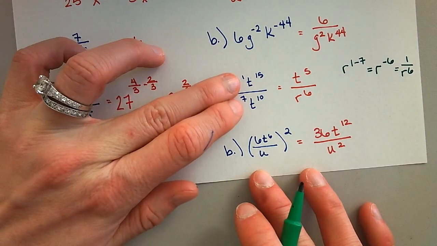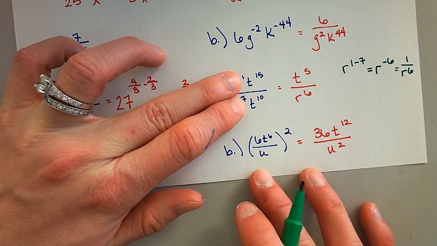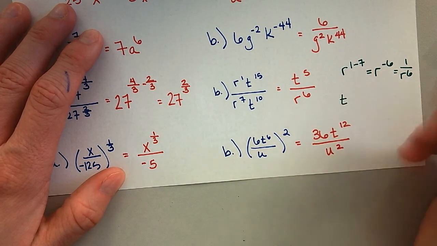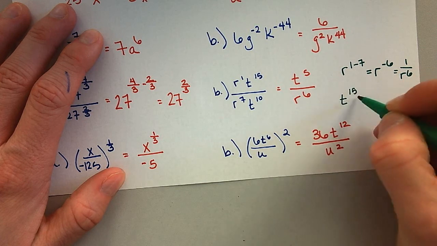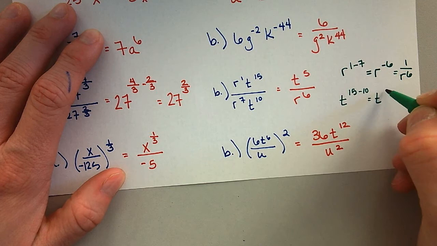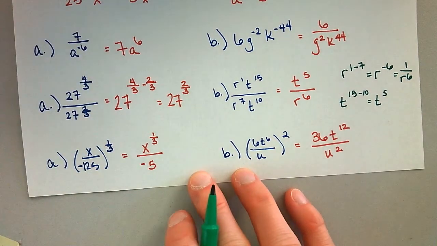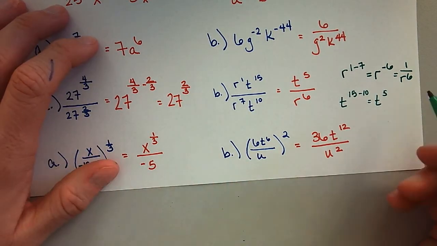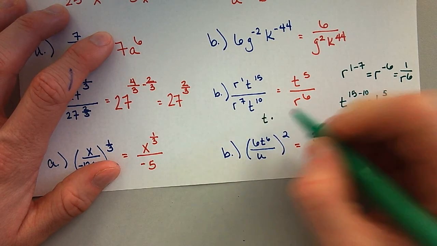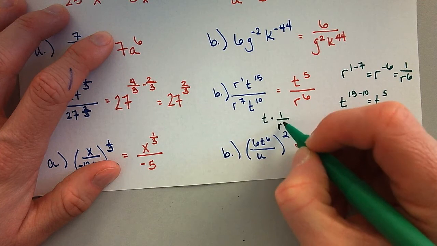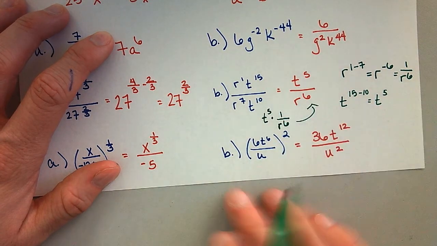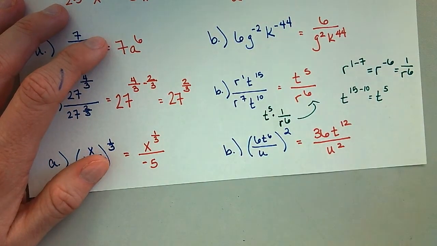Now what about the t to the 15th over t to the 10th? That's the same base. 15 minus 10 is t to the 5th. So I'm taking t to the 5th, now times 1 over r to the 6th. And that's how I get there. Okay?